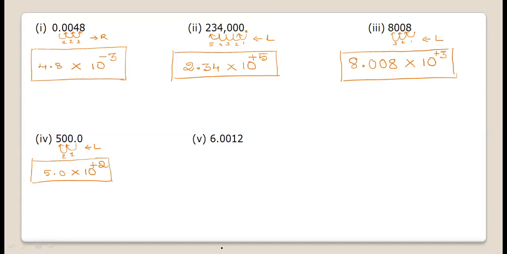The last number is 6.0012. Already it is in the digit term range. Now to express this in the scientific notation form, we need to consider the exponent term. So now 10 to the power of 0 is 1, so the value remains the same, but it is expressed in scientific notation form. And the scientific notation form for this number is 6.0012 into 10 to the power of 0. Hope this is clear.